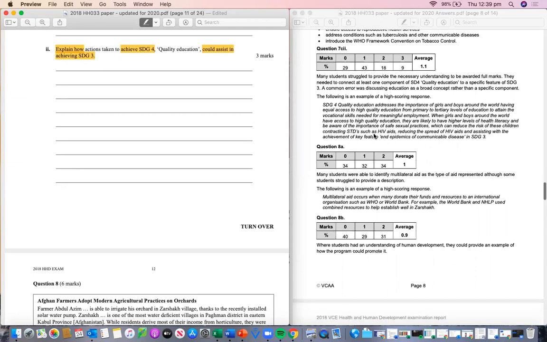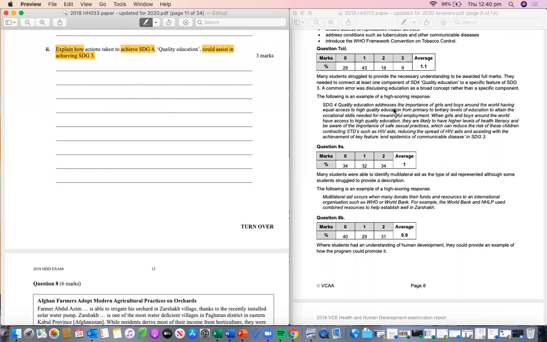So SDG 4, quality education, addresses the importance of girls and boys around the world having equal access to high quality education from primary to tertiary levels of education to attain the vocational skills needed for meaningful employment. When girls and boys around the world have access to high quality education, they are likely to have higher levels of health literacy and be aware of the importance of safe sexual practices, which can reduce the risk of these children contracting STDs such as HIV, reducing the spread of HIV/AIDS, and assisting with the achievement of the key feature of epidemics of communicable diseases in SDG 3.